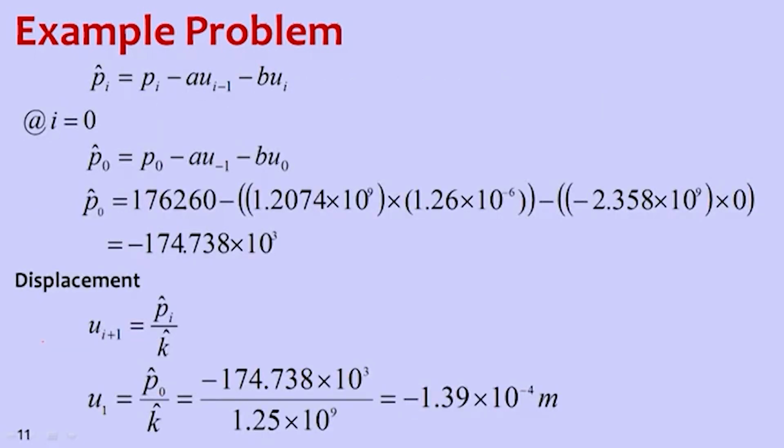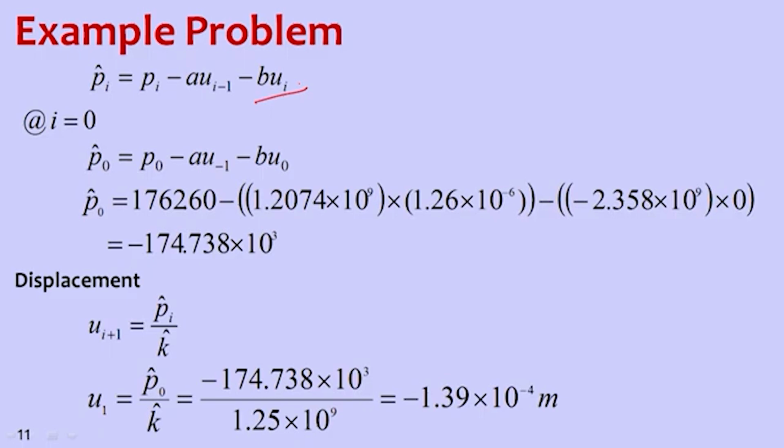So after calculating the constant values, for the ith step, P cap i is calculated in this manner: Pi minus A into Ui minus 1 minus B into Ui. That means we need the Ui minus 1th value. So at i equal to 0, that is the first step, P cap 0 is calculated as P0 minus A U minus 1 minus B U0.